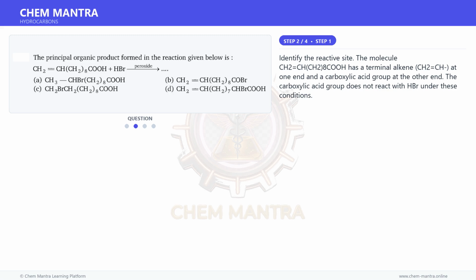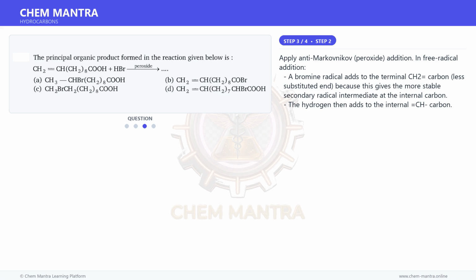Moving on to the next step. Identify the reactive site. The molecule CH2=CH-(CH2)8-COOH has a terminal alkene, CH2=CH at one end, and a carboxylic acid group at the other end. The carboxylic acid group does not react with HBr under these conditions.